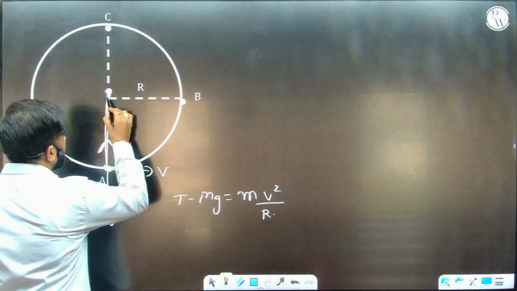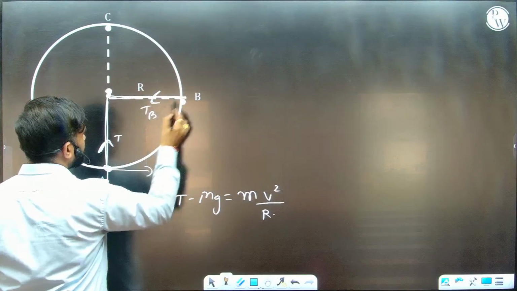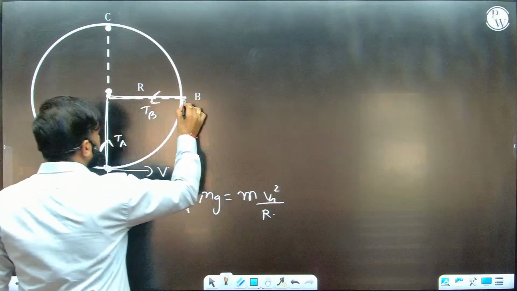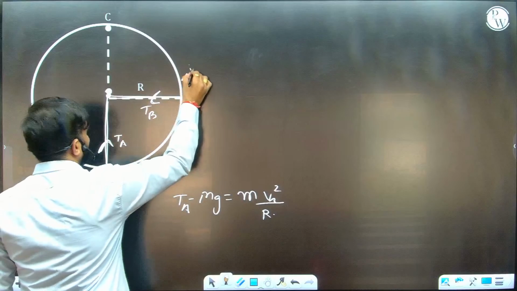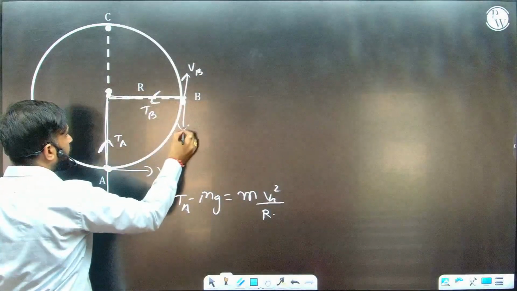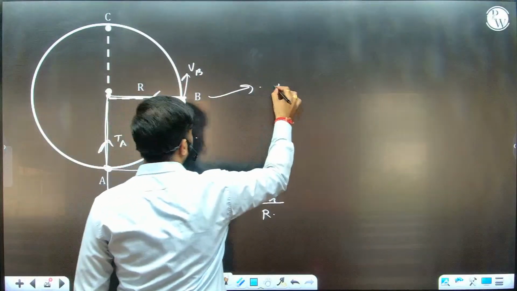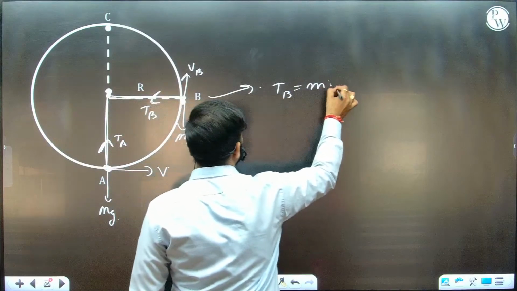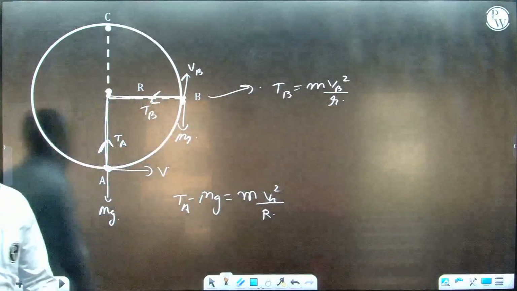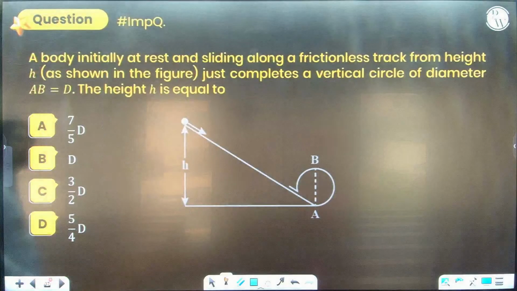Now suppose it goes to the position B. Now let's say this is the position A, with velocity at A. In the position B, its velocity can be upwards, can be 0, can be anything. mg would be vertically downwards. So at the point B, if I write the forces, then it will be just that Tb is equal to mvb square by r, because there is no other force in this horizontal direction. That's how we discuss the vertical circular motion.